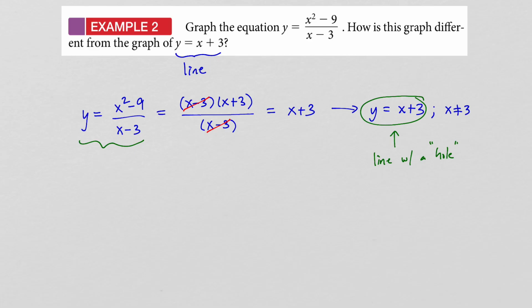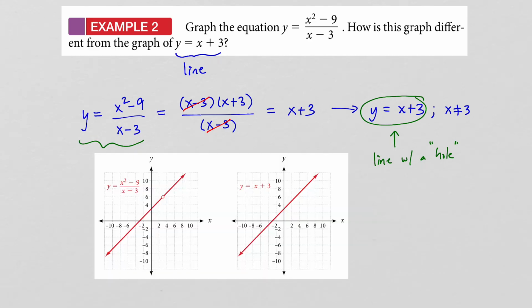Let's go ahead and bring in those graphs. So here you can see we have y equals x plus 3. That's just a regular straight line. We know the y-intercept is 3.